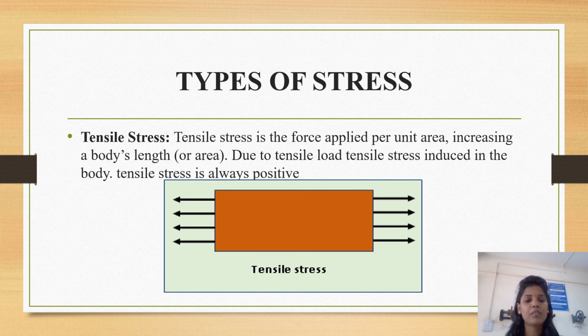The first type of stress is tensile stress. Friends, see in this figure, this body is subjected to the tensile load. Due to this tensile load, tensile stress is induced in the body. What is meant by the tensile load? The load which is acting away from the body is called a tensile load. The tensile load is also called the pull load. Due to the tensile stress, the length of the body increases. That's why the tensile stress is always positive.